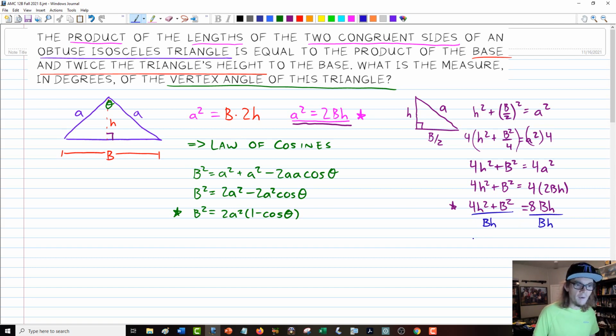Now when I do that, I'm going to end up with 4h squared over bh, which is going to be 4h over b. Then in the next one, I'm going to get b squared over bh, which is going to be plus b over h. So we have some reciprocal action going on there. On the right side, we just get 8. Woohoo. Now in here, this is the spot. This is the spot that SyberMath inspired.